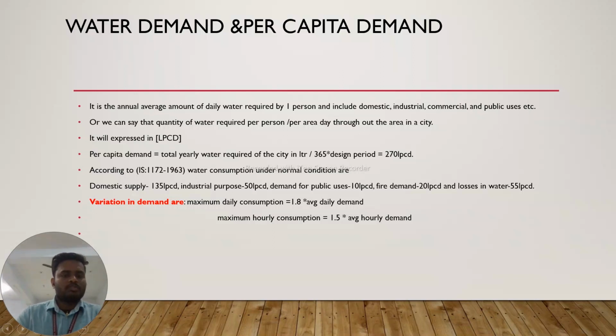Then we move to the variation in demand. So what are the variations? We have to read that. It will be in two categories. One is maximum daily consumption. Maximum daily consumption is 1.8 times the average daily demand, right? Then maximum hourly consumption. So what should be the maximum hourly consumption? It should be 1.5 times the average hourly demand, right?